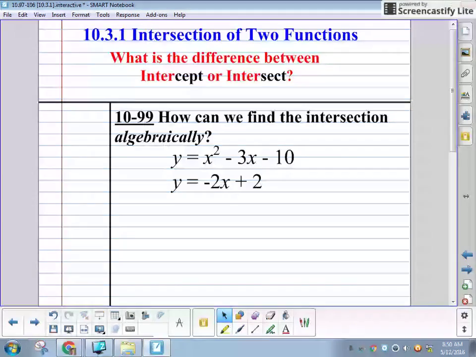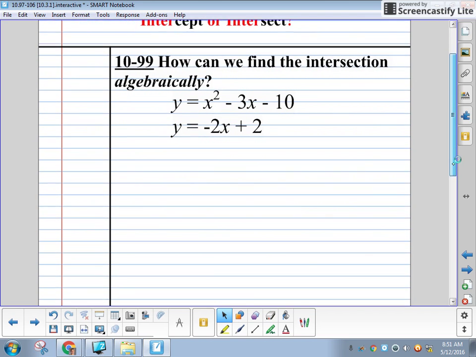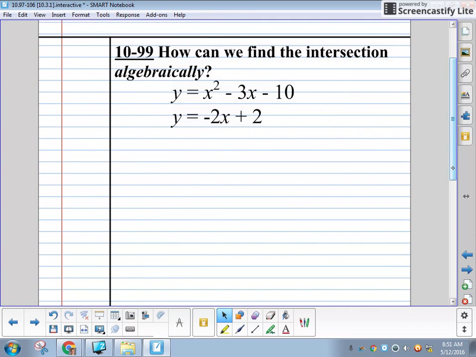Okay, today we are going to find the intersection of these two equations algebraically. So remember, the intersection is where they cross each other. So it looks like here we have one that's a quadratic and one that's linear. Since they both equal y, we can set them equal to each other.